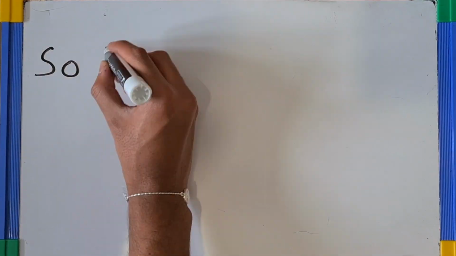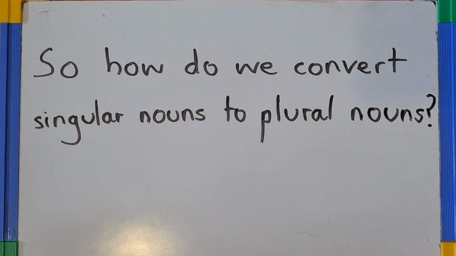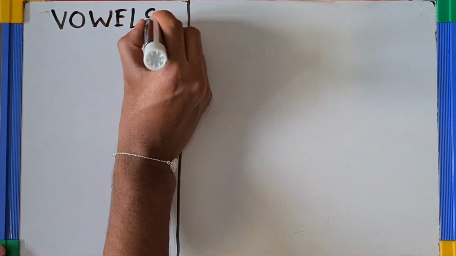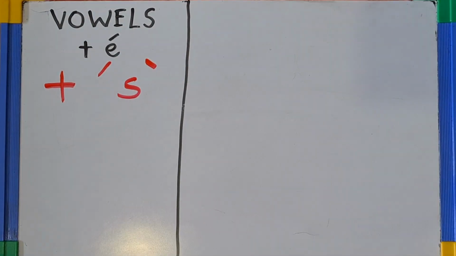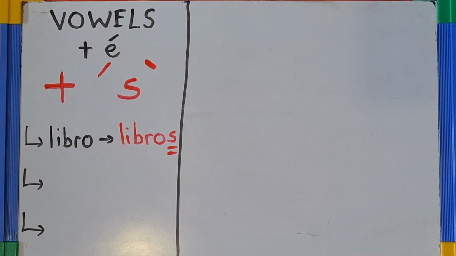Now, our next question is, how do we convert these singular nouns into the plural? Let's find out. For singular nouns that end in a vowel or the letter E with an acute accent, the rule is add an S to the end. Here are some examples. The word libro goes to libros. One more time, libro to libros.